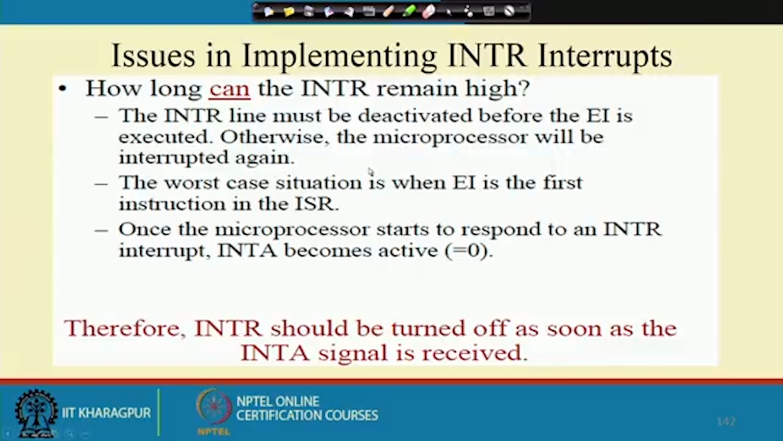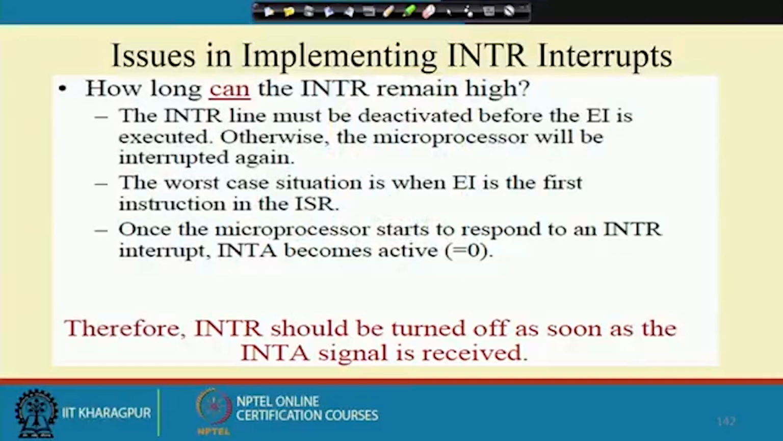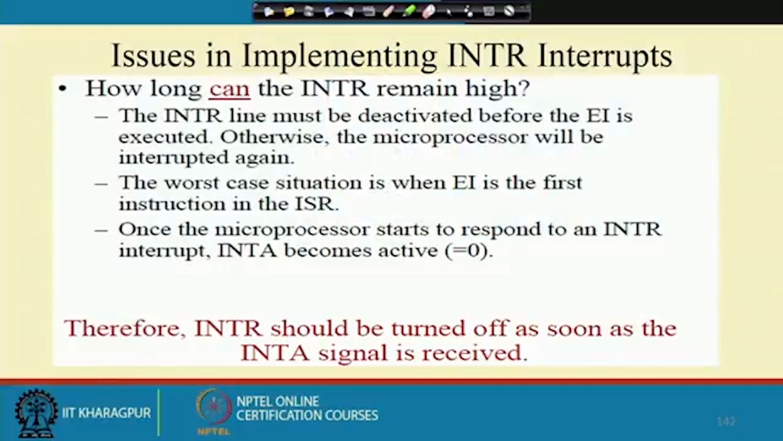The next question is how long the interrupt can remain high. Can I keep it high continually? This can be answered like this: the interrupt line must be deactivated before the EI instruction is executed. As I said, one of the important jobs of any interrupt service routine is to put the instruction EI, enable interrupt, somewhere. As a standard practice, the interrupt enable is activated just before the actual routine begins.